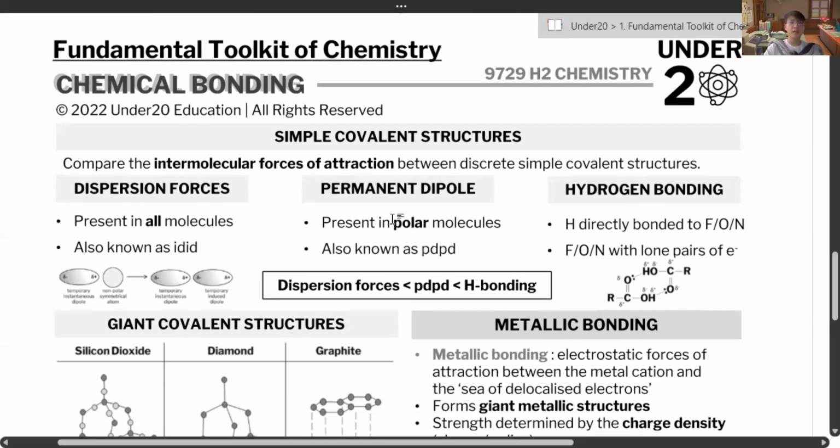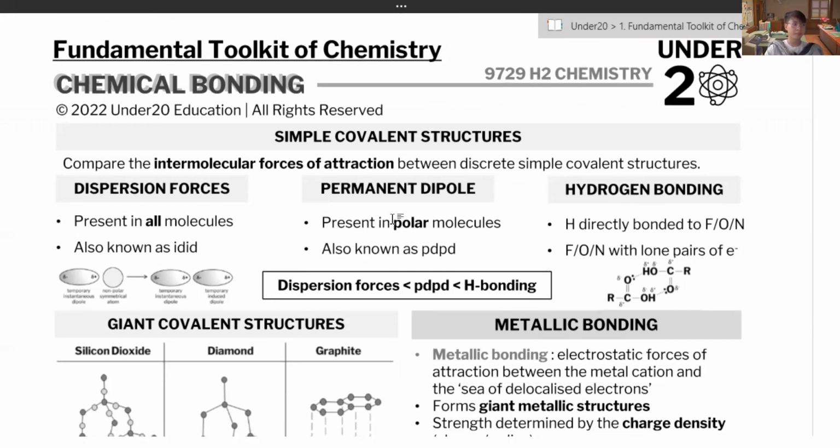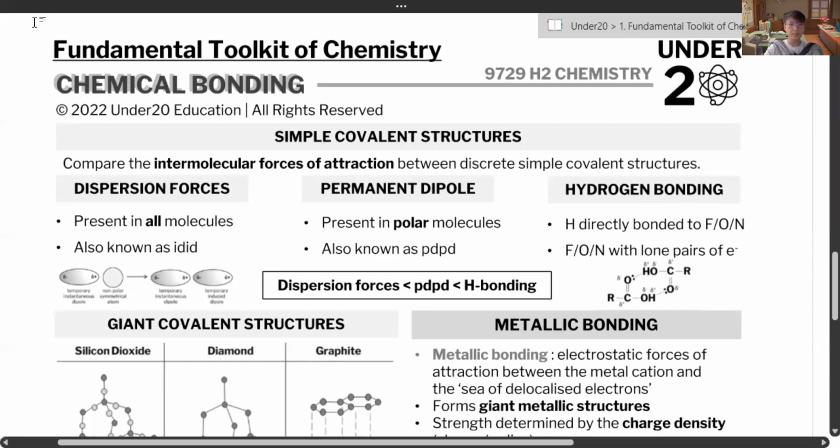Between simple covalent structures, we compare the intermolecular forces of attraction, because we don't want to break the bonds within them. If you break those bonds, they don't exist as a molecule anymore. There are 3 main types of intermolecular forces of attraction. The weakest of them all is dispersion forces, but dispersion forces are present in all molecules.